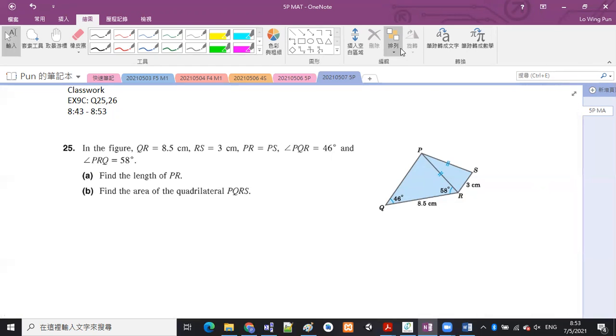Part A, find the length of PR. PR belongs to triangle PQR and triangle PSR. Okay, so which triangle shall we use to find PR first? Which triangle has more information for us to use? This one, right? Okay, so we have 3 pieces of information, but actually we can find the 4th one because we have 2 angles. We may use angle sum of triangle to find the angle QPR first. So let's do this first.